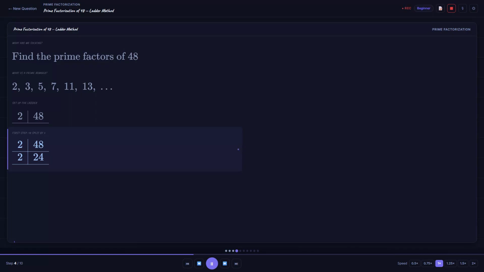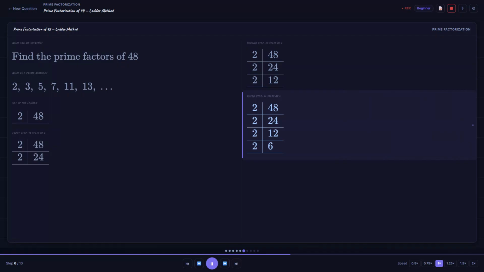We write 24 below. Now we ask again, can we split 24 into two equal parts? Yes, 24 is even too. 24 split into two equal parts gives us 12. We write 12 below. Can we split 12 into two equal parts? Yes, we can. 12 is even, so let's keep going.